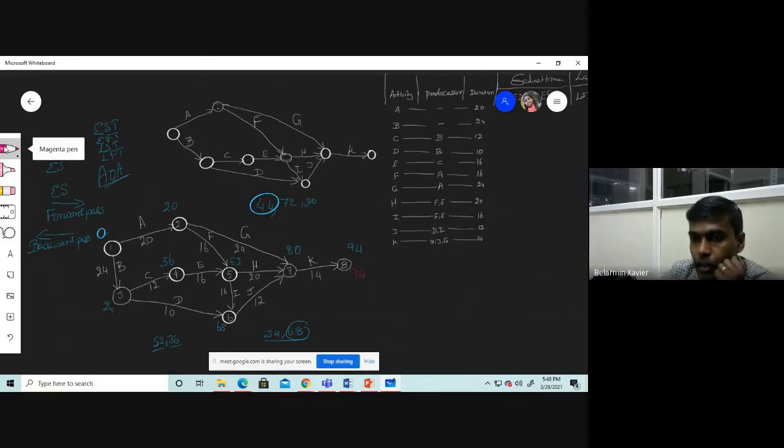Okay. Then 94 minus 14, again it will come 80 for node 7. Next, from node 7, we are having 3 activities. When we consider activity J, that is 80 minus 12, 68 will come. Okay. When we go for H, 80 minus 20, 70 is there.